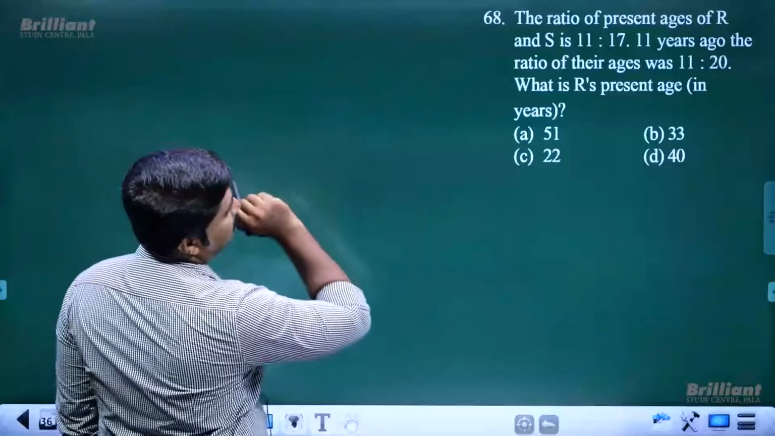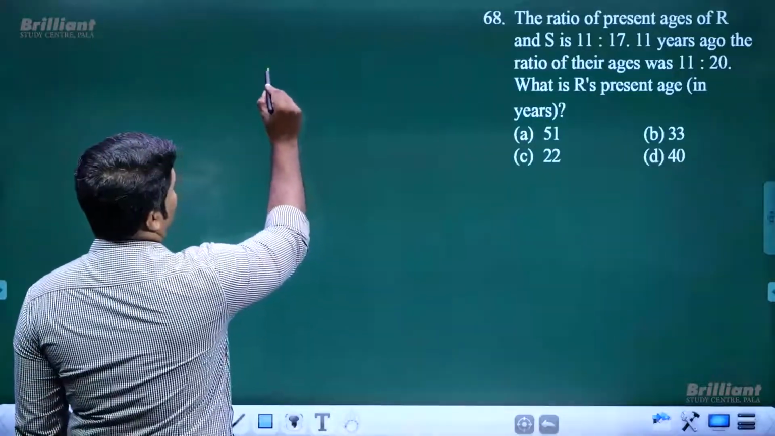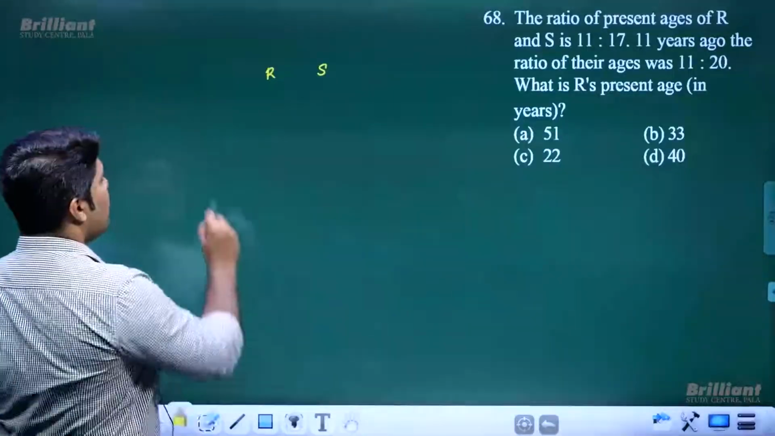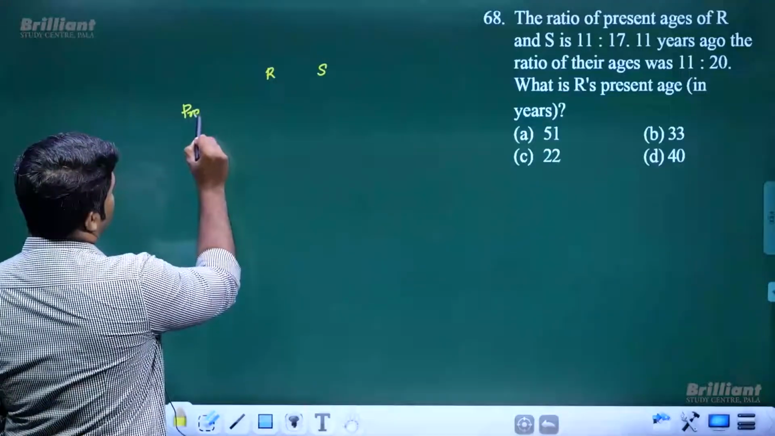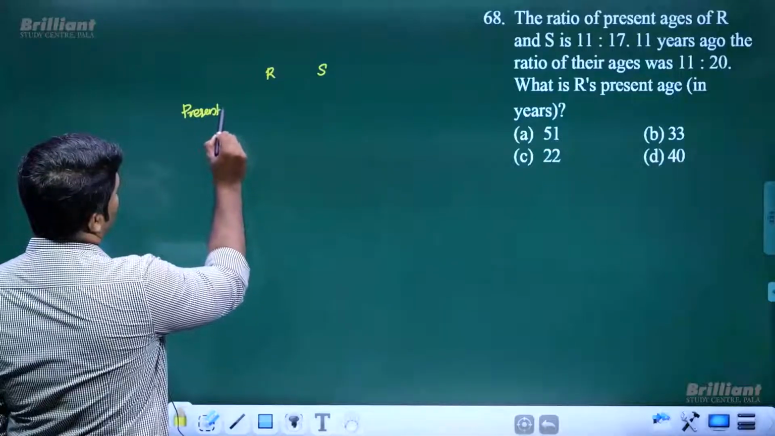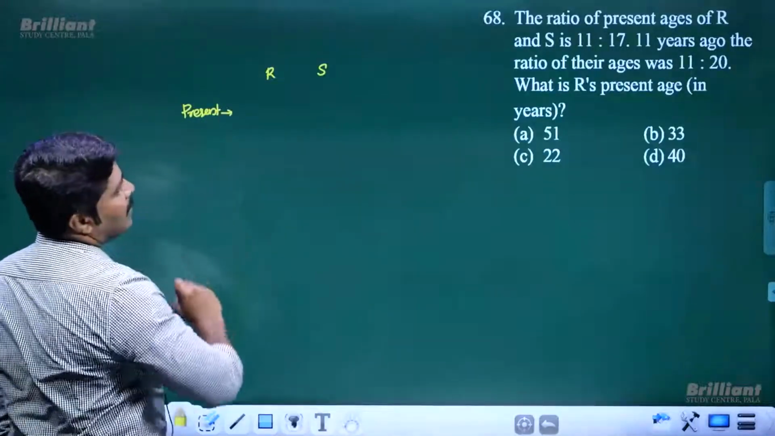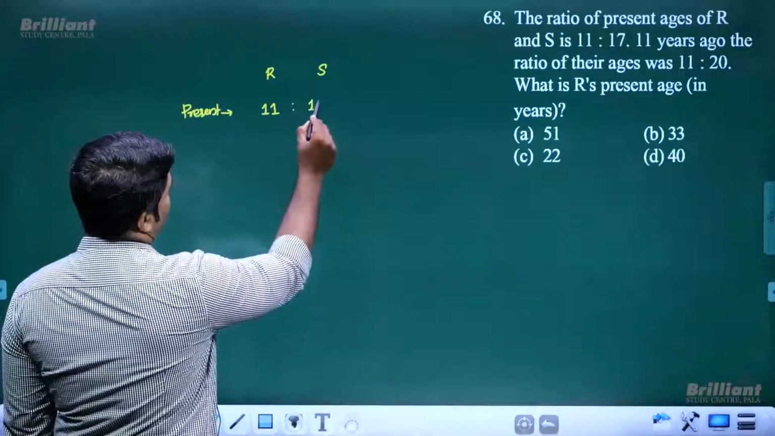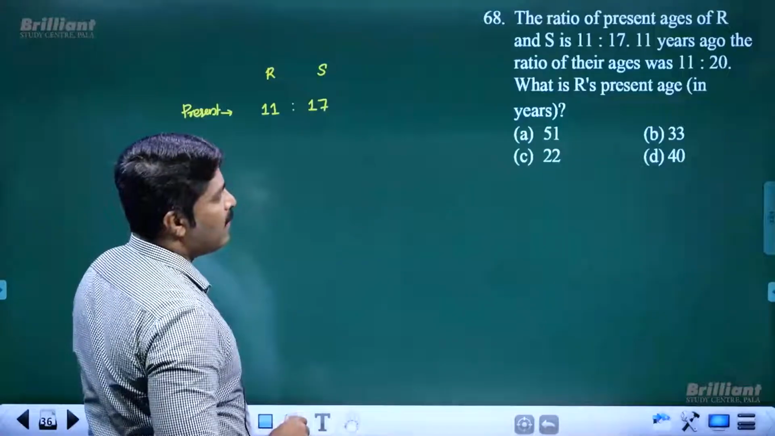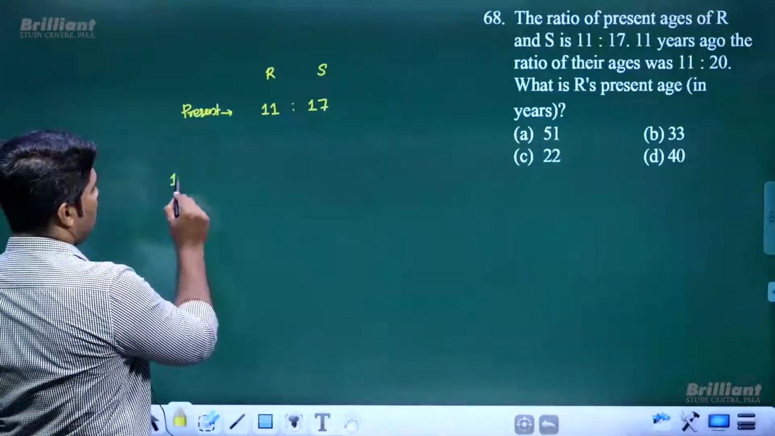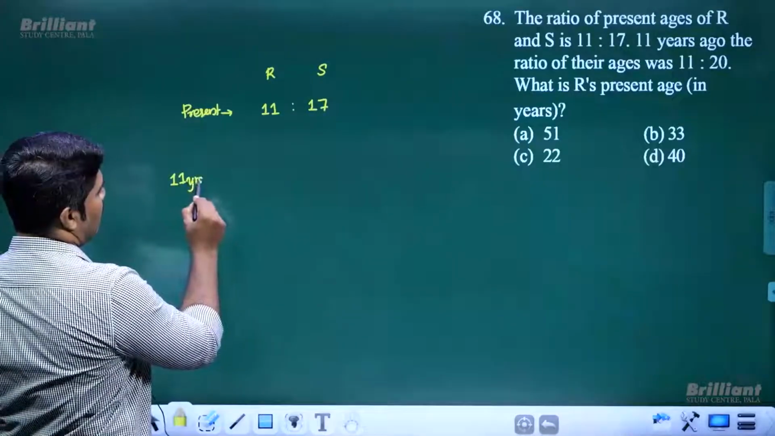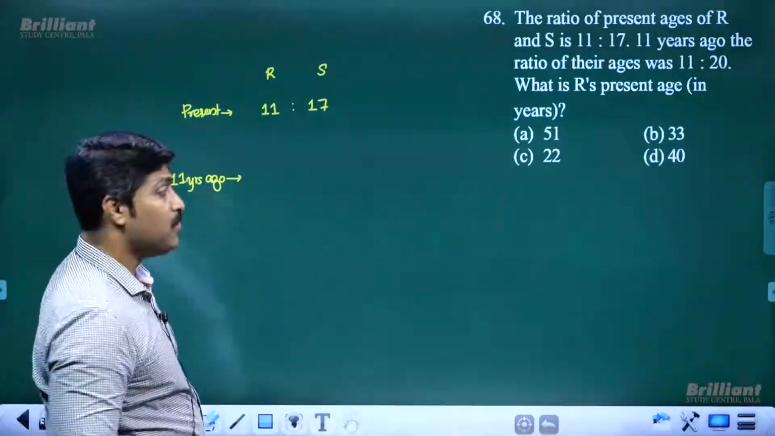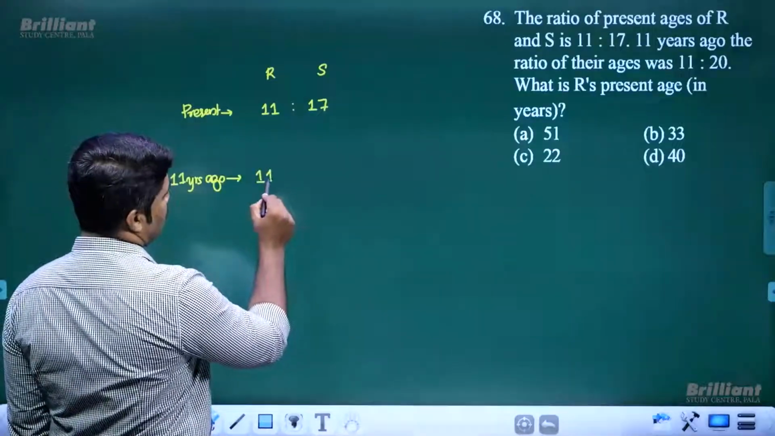So two persons, R and S. Here, the present ages are in the ratio 11:17. And 11 years ago, what happened? The ratio becomes 11:20.